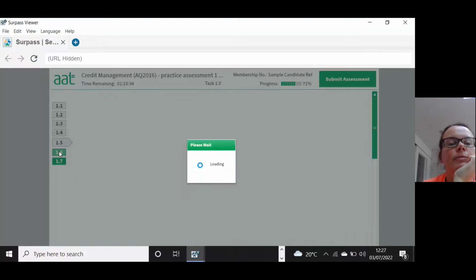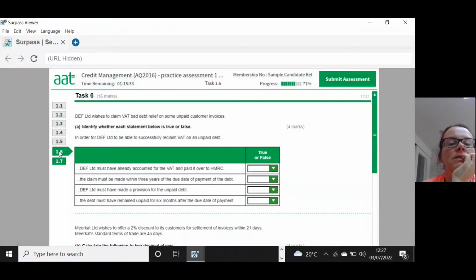Task 6. 16 marks. So DEF wishes to claim VAT bad debt relief on some unpaid customer invoices. True or false? So we know the rules for reclaiming VAT is that the debt has to be at least 6 months overdue and it has to have been written off in the accounts. So must have already accounted for the VAT and paid it over. Well, obviously, if you're claiming it back, you must have paid it in the first place. The claim must be made within 3 years.